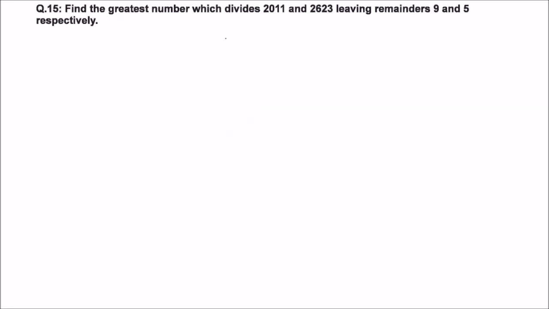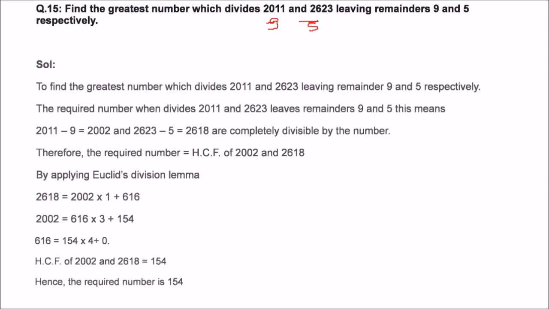Find the greatest number which divides these two, leaving remainder 9 and 5. So subtract 9 from here, 5 from here. There are two numbers, find out the HCF. So subtract 9, 5, find out the HCF, 154 will be HCF. I hope that you are now aware of how to do this.